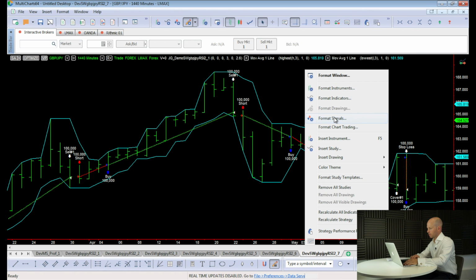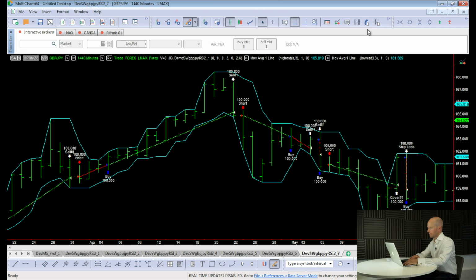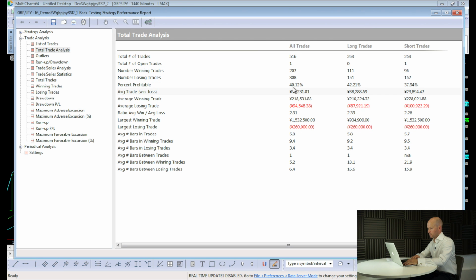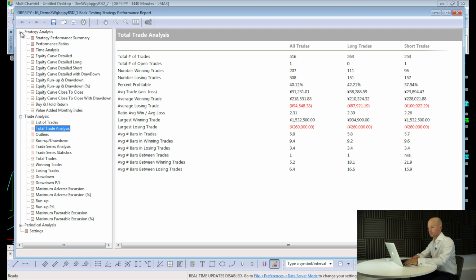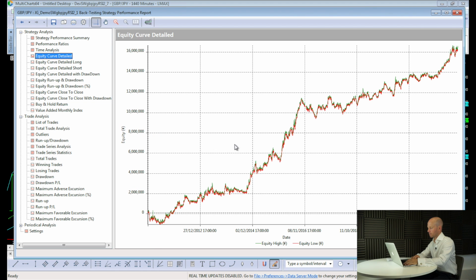And I'll just show you in the settings, we've got a trailing stop length of 3. Percent profitable is actually down. Average trade is down, it's 31,000. We saw the net profit, 16 million. And the equity curve is still good, but probably not quite as good as some of our earlier testing or our earlier exits.